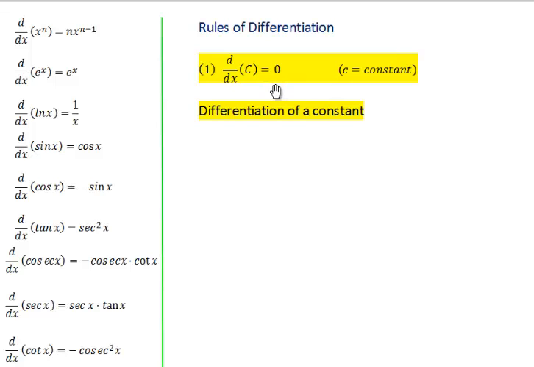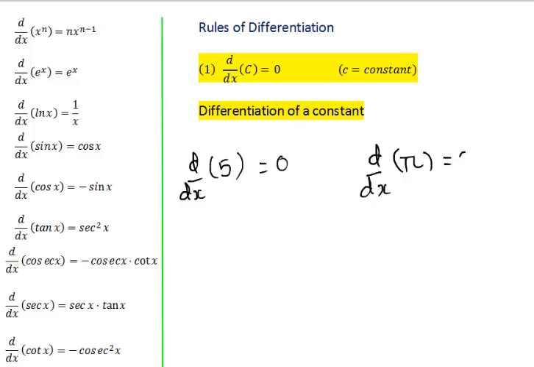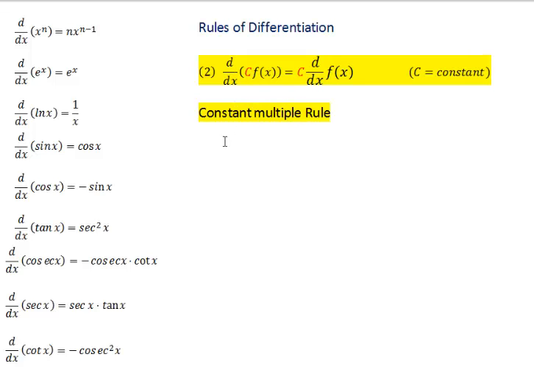The idea is very clear. If the function is constant, it's not going to change, that's why its rate of change would be 0. For example, if we have to find differentiation of, let's say, 5 with respect to x, it must be 0. Same goes with any other number, or some other constant. So if I differentiate, let's say, pi with respect to x, it will also come out to be 0 because it is constant.